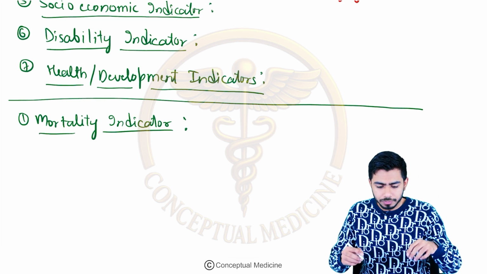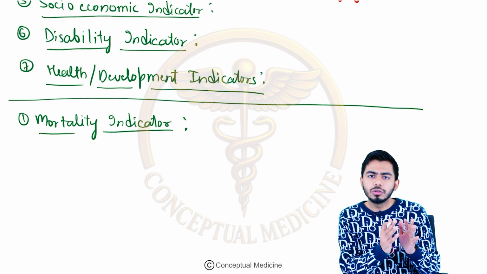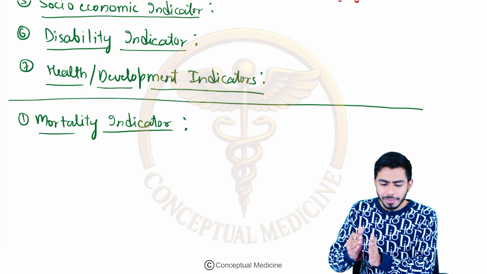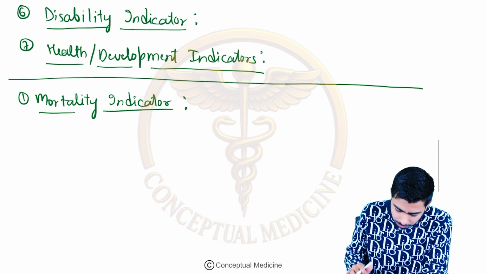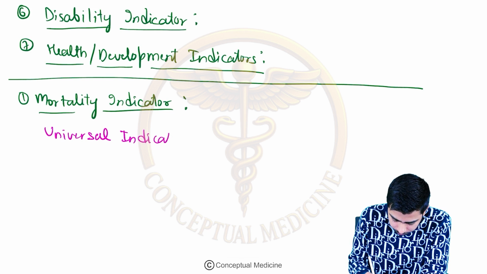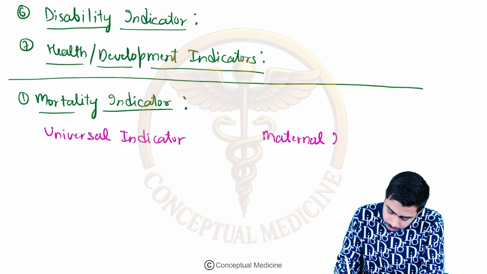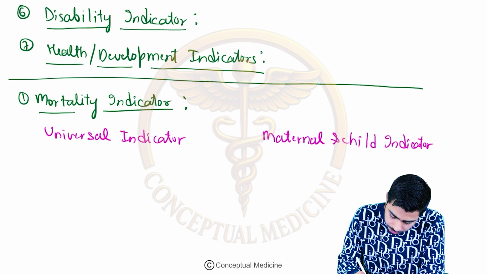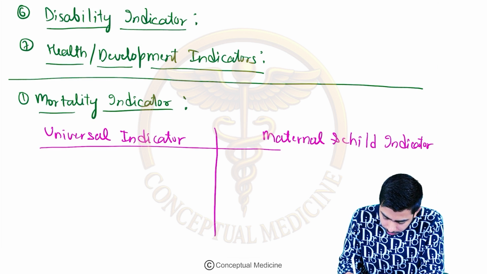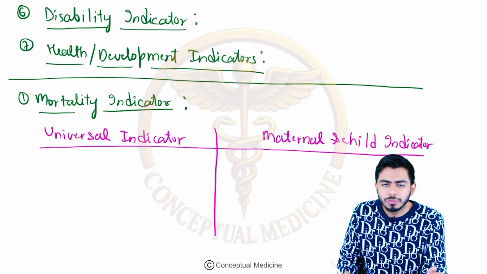Second, in this we have subcategories. One is the universal indicator, and another one is the maternal and child indicator. Okay, what do I mean by that? So the universal indicator and the maternal and child indicator. Maternal is related to mother, and then child indicator. Now, for example, let's start with the universal indicator only, right?